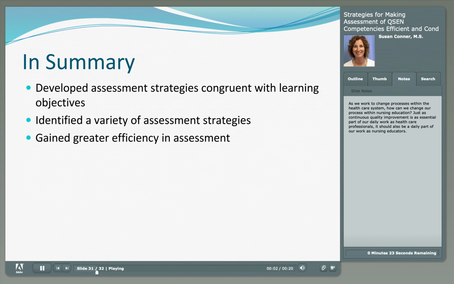As we work to change processes within the healthcare system, how can we change our process within nursing education? Just as continuous quality improvement is an essential part of our daily work as healthcare professionals, it should also be a daily part of our work as nursing educators.